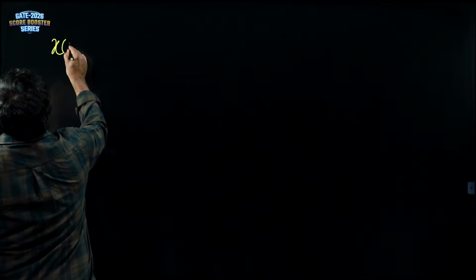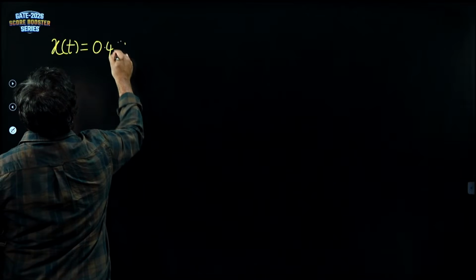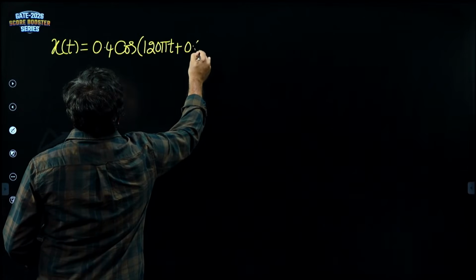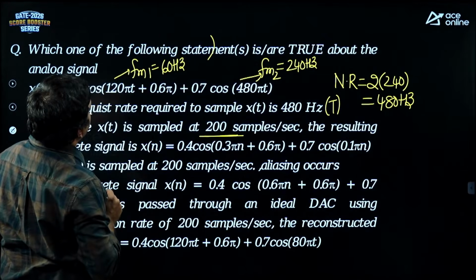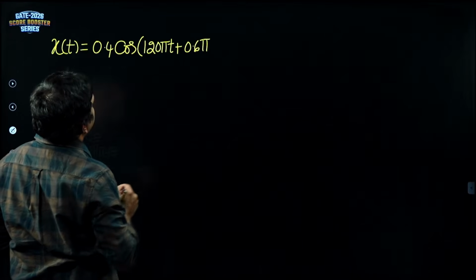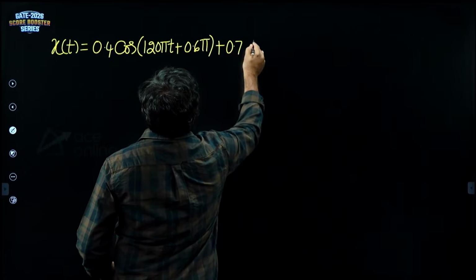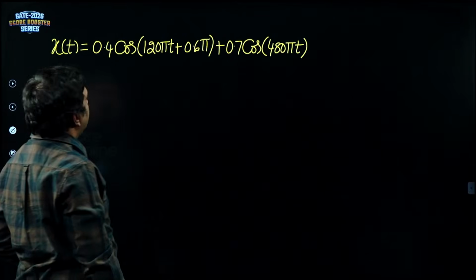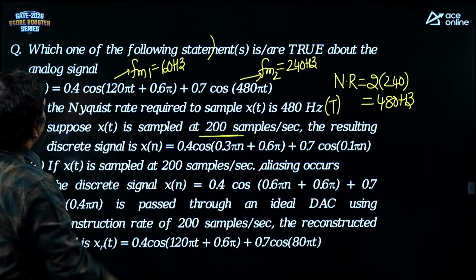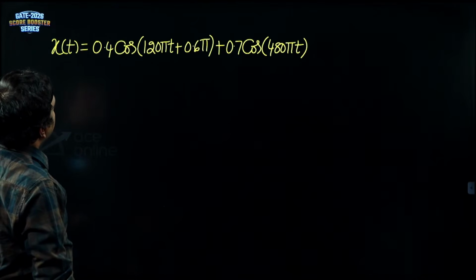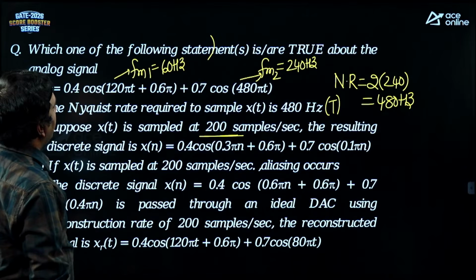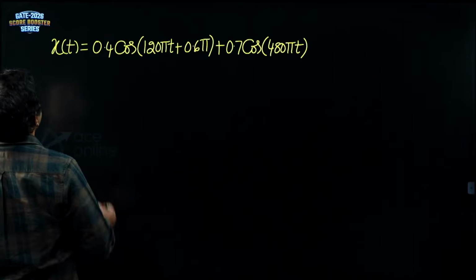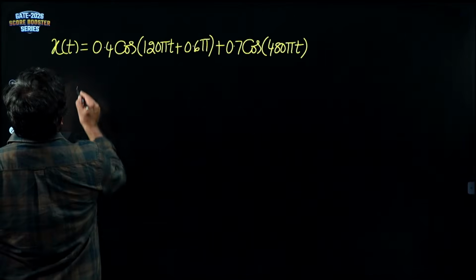Our original expression is what? 0.4 cos(120 pi t + 0.6 pi) + 0.7 cos(480 pi t). This is the original expression given. Okay, let us see. What is the sampling rate mentioned? 200.